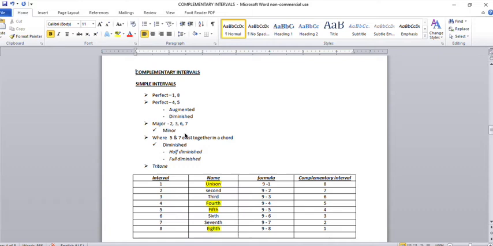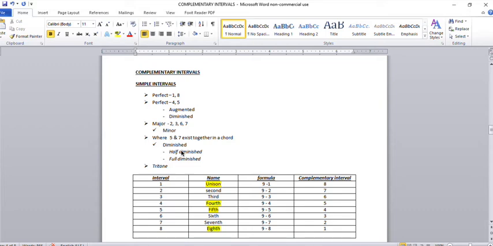Okay, and where the 5 and 7 exist together in a chord, you have a situation. If the 5 is flatted and the 7 is flatted in that chord, like a chord with a spelling of 1, flat 3, flat 5, and flat 7, it's called a minor 7 flat 5.